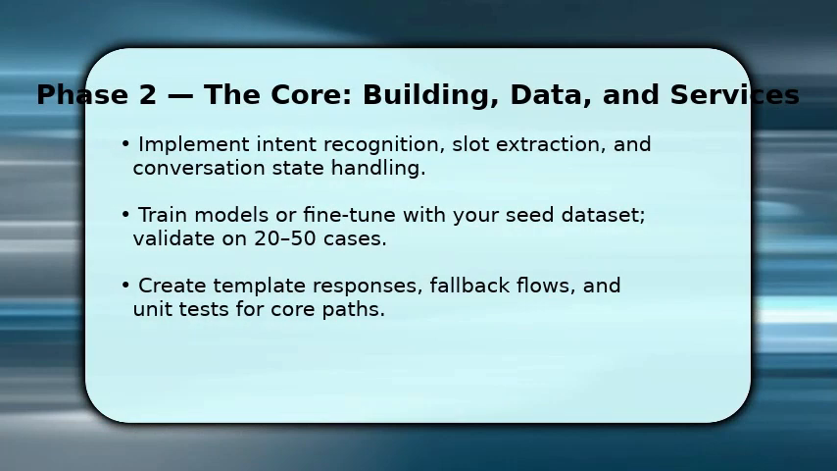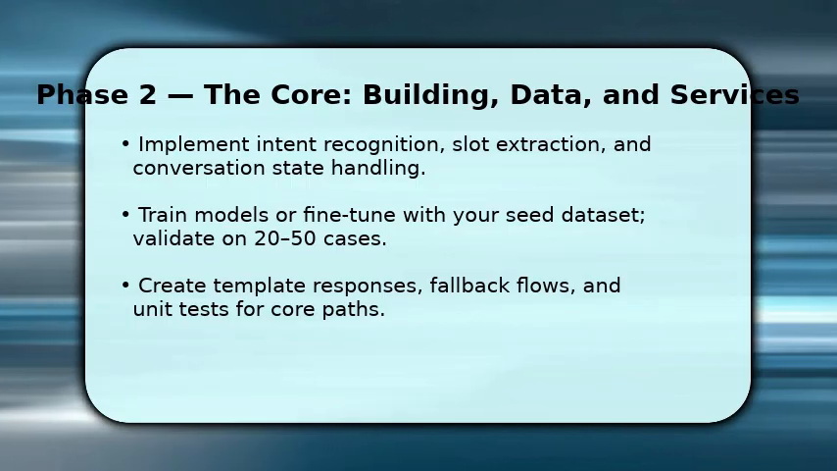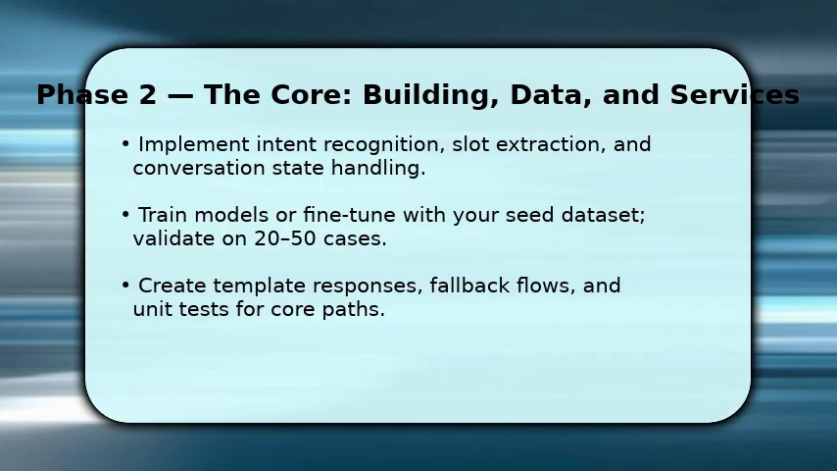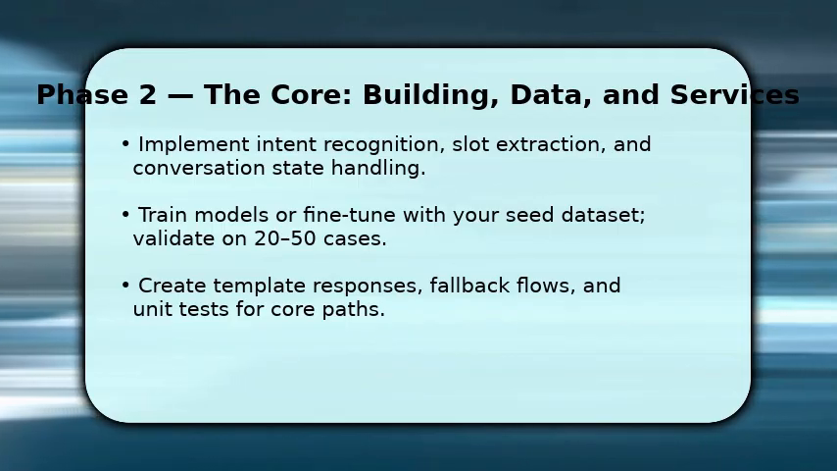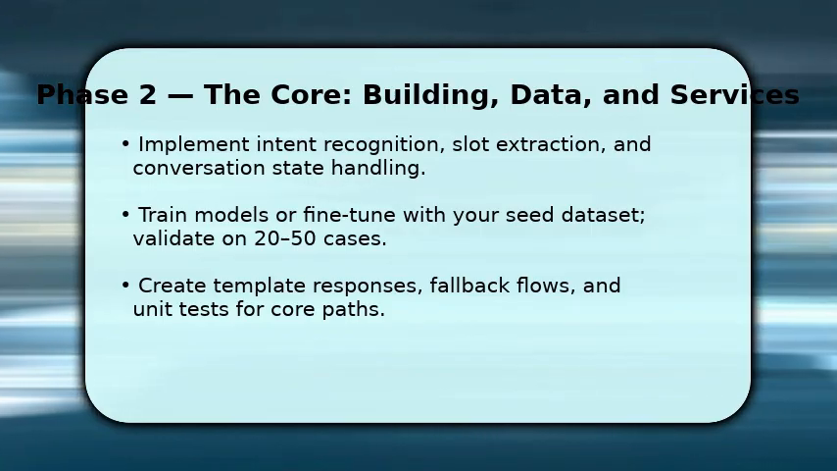immediately. You now build the bot's brain, implement intent recognition and slot extraction, and design a simple state machine to track context. Choose whether to use a hosted NLU or fine-tune a model, train on your seed data and validate against 20 to 50 holdout cases. Once trained, wire template responses and fallback flows so the bot handles unknown inputs gracefully. Make sure to write unit tests for core conversation paths and simulate edge cases to catch logic gaps before deployment.